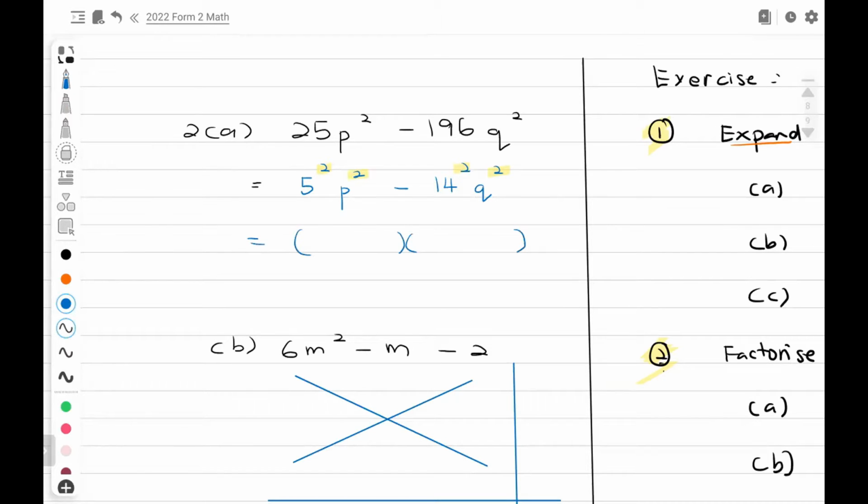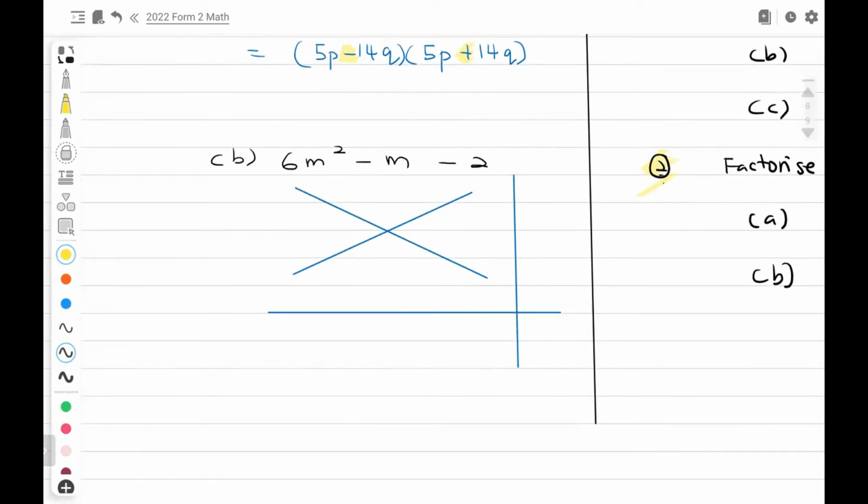Insert 2 brackets first. Then you take out the balance: 5P minus 14Q. Then the other one also 5P plus 14Q. Just change the symbol only. One positive, one negative, then it will make it negative. Positive, negative, negative. That's perfect square.